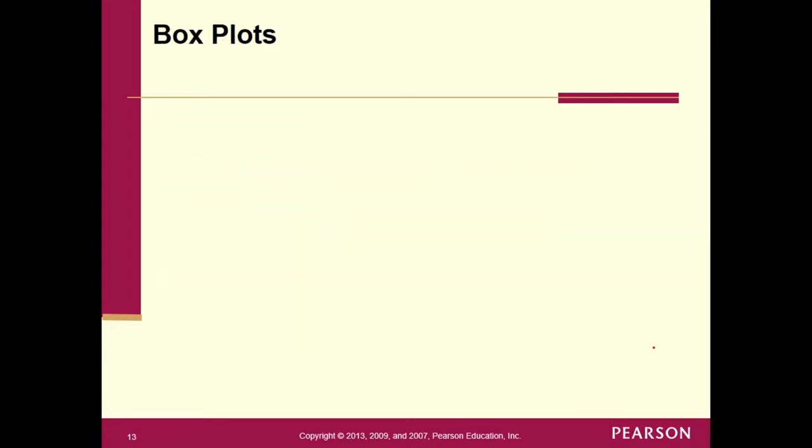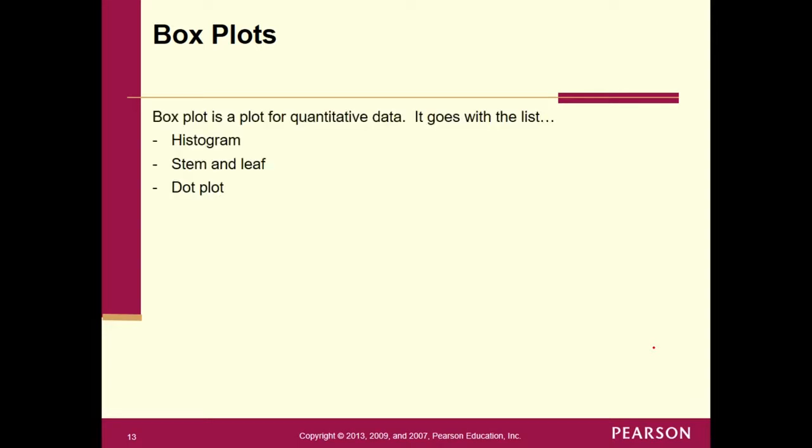Box plots. A box plot is a plot for quantitative data, and it goes with the list where you have the histogram, stem and leaf, dot plot, and last was the box plot. We have this idea of what's called the 5-number summary for a data set. All the 5-number summary does is provide the minimum, along with the quartiles, and then the maximum values. That's all it is.